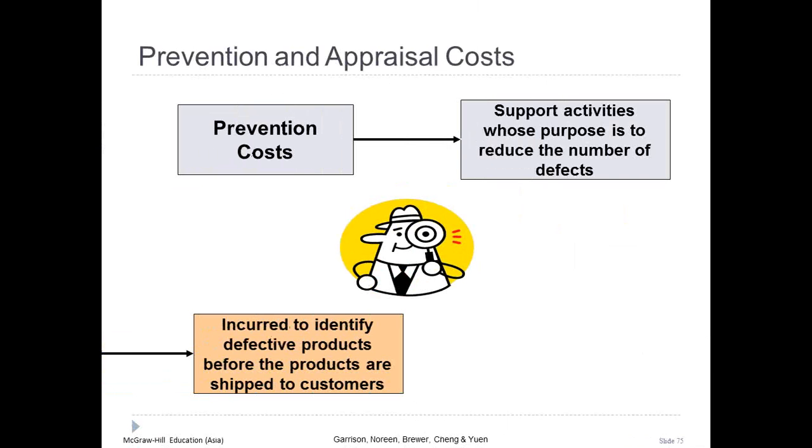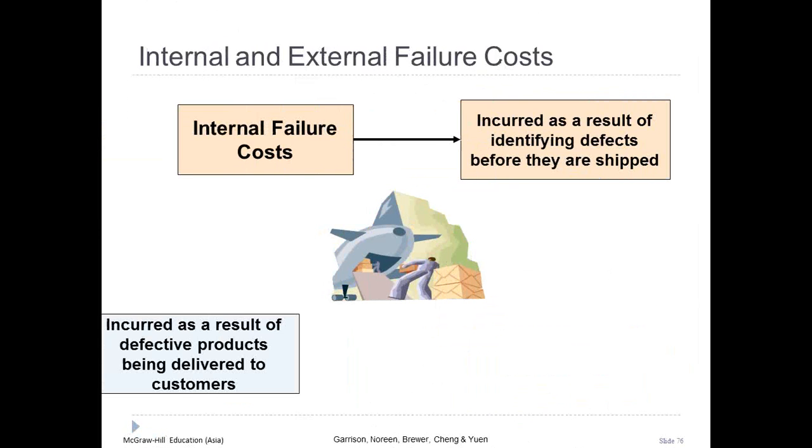Prevention costs are incurred to support activities whose purpose is to reduce the number of defects. Appraisal costs are incurred to identify defective products before the products are shipped to customers. Internal failure costs are incurred as a result of identifying defects before they are shipped to customers. External failure costs are incurred as a result of defective products being delivered to customers.